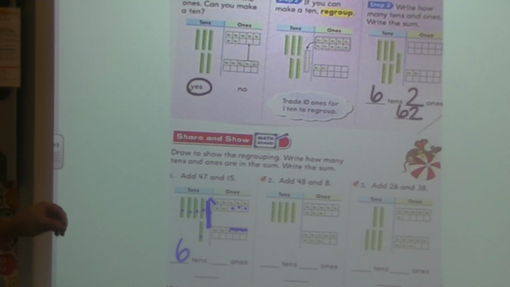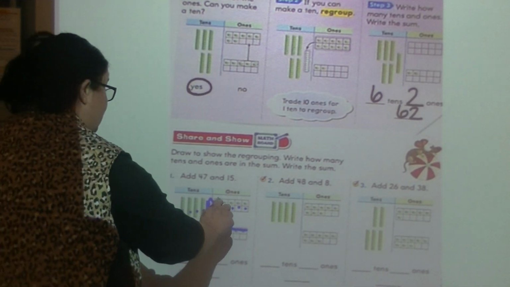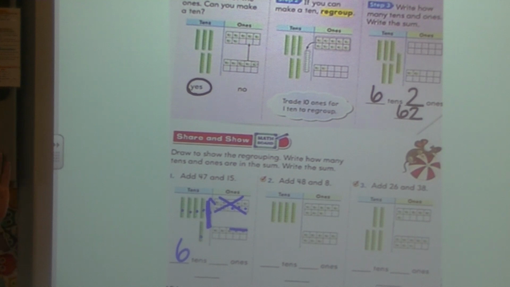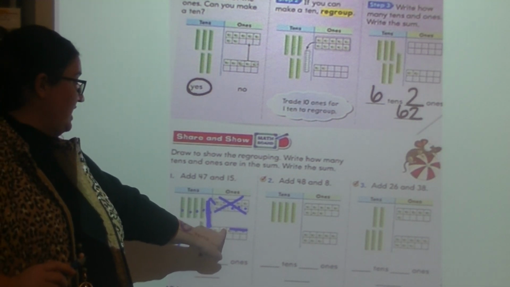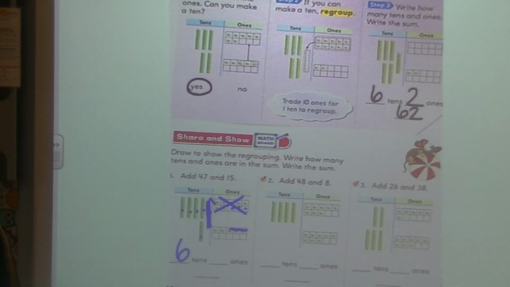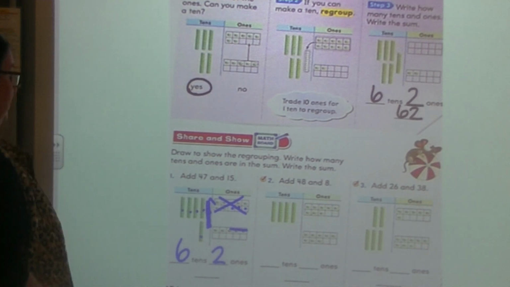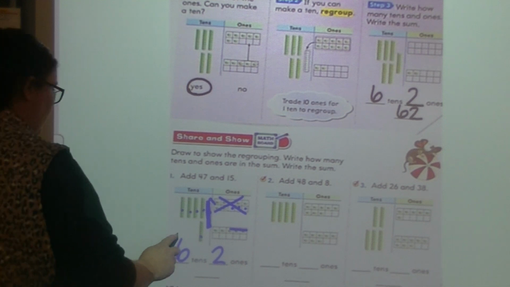All right, your 1s. Now remember, we can't count those. We've already used these now. Can't count those. That's a group of 10. All we have left is 1, 2. So what's our answer? 62. We got the answer 62 again.